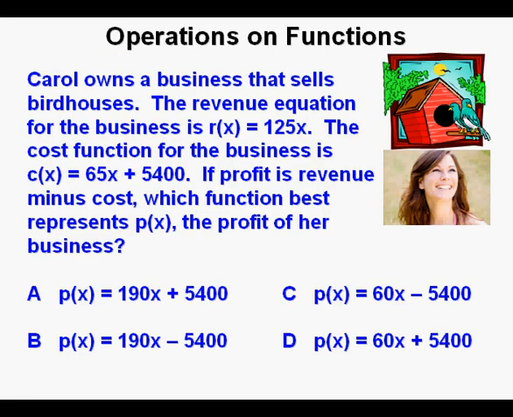Carol owns a store that sells birdhouses. The revenue equation for her business is given by the function r of x equals 125x. The cost function for the business is c of x equals 65x plus 5,400. If the profit for the business is revenue minus cost, which function p of x best represents profit for the business as a function of sales?